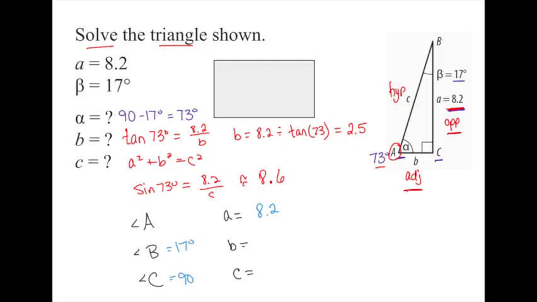Obviously, I know that's always 90. And then I will go back and put in what I solved for. So 73 degrees for that, 2.5 for that, 8.6 for that. And that's how I verify that I solved all three sides and all three angles. That's what solving a triangle means, to get all three of each.